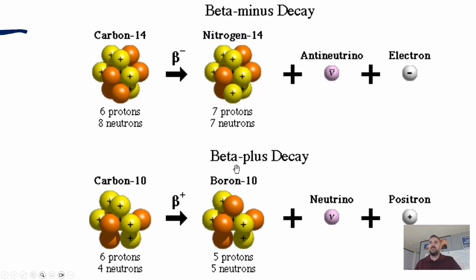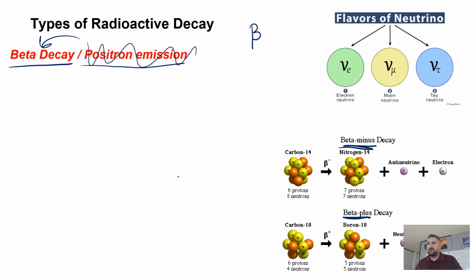Looking here at the bottom, this is beta plus. In beta plus, is the mass changing? We're going from carbon 10 to boron 10. Is the mass changing? No. Is protons changing? Is neutrons changing? Yes. All right, so I'm going to zoom out so I could draw this stuff for you.